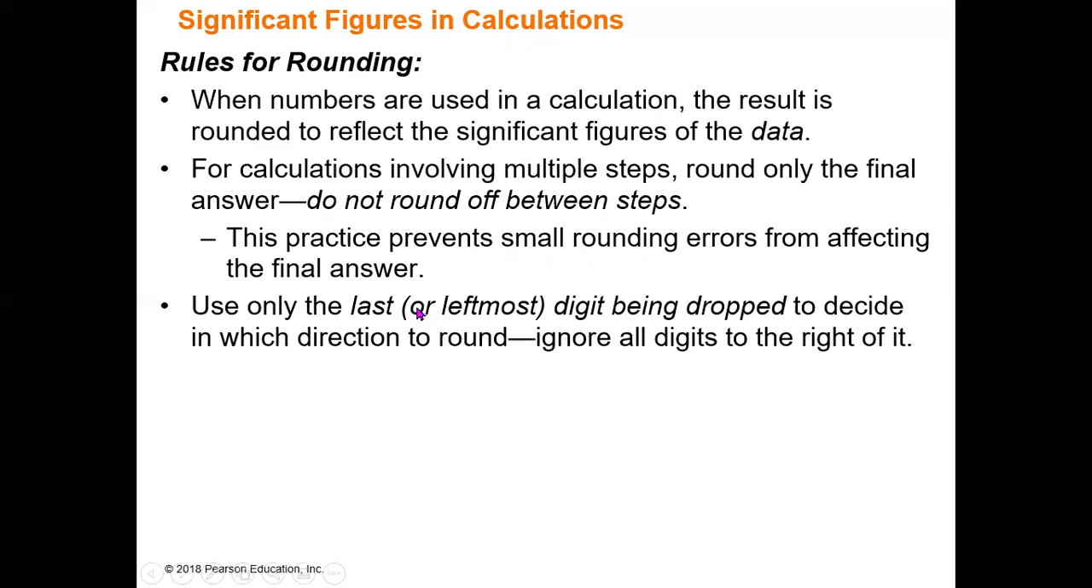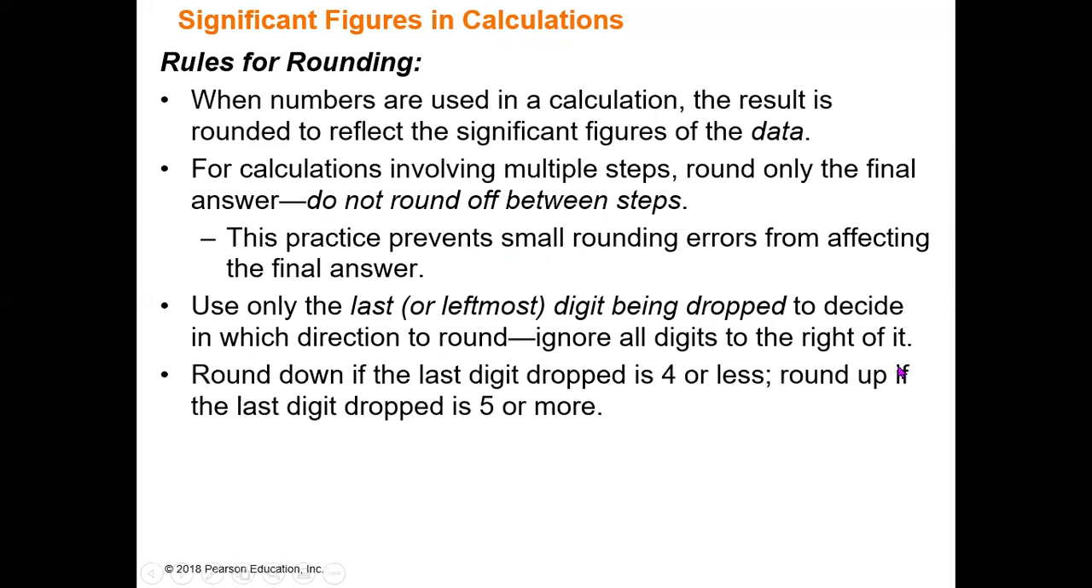Use only the leftmost digit you are dropping to decide in which direction to round. It means rounding up or rounding down. Ignore all the digits to the right of that. Round down if the last digit dropped is 4 or less. Round up if the last digit dropped is 5 or more.